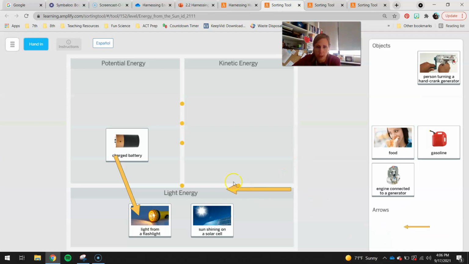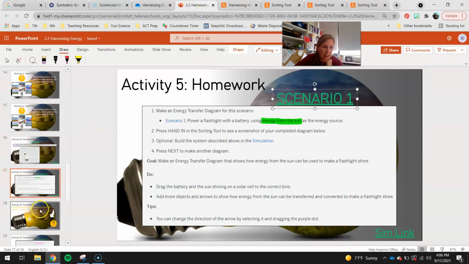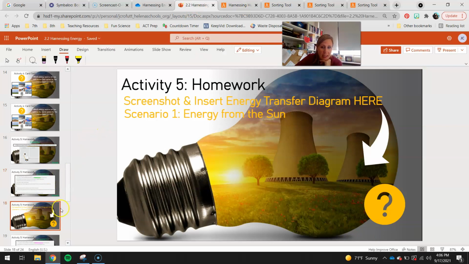So I'm going to go ahead and join this with an arrow as well. So this shows me an energy transfer diagram. We have both transfer and conversion happening here for this energy transfer. And then for this energy transfer, we're also converting again because we're going from potential energy to light energy. So I would screenshot this diagram, and then I'm going to go ahead and put that on slide 18.